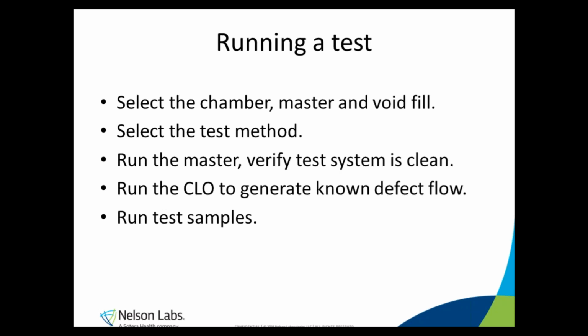Next, we run the CLO to determine a final flow value for a 2 micron or 5 micron leak. Again, the leak size depends on the method we're using. The vial method is validated for a 2 micron leak, so we would run the 2 micron CLO. And then lastly, we would run all of the test samples.